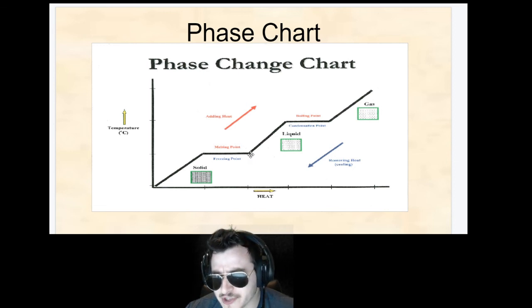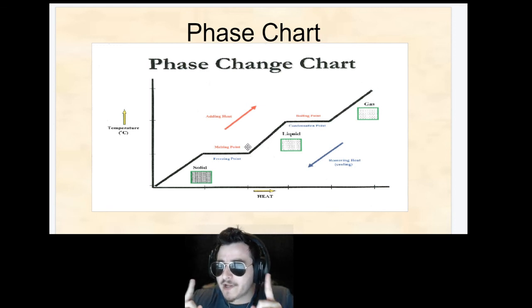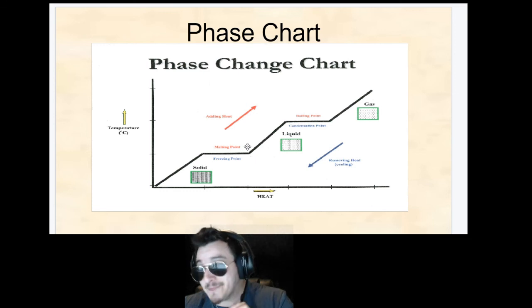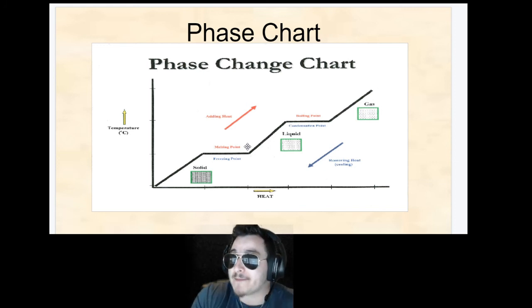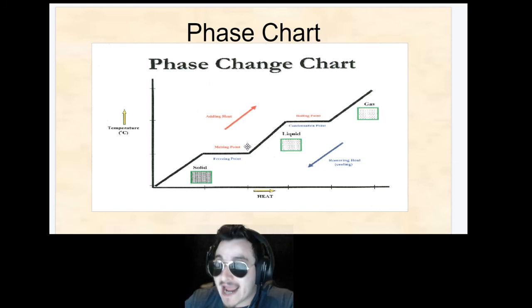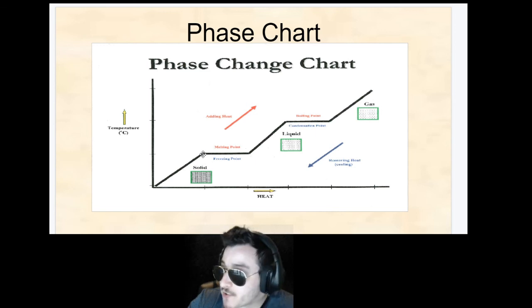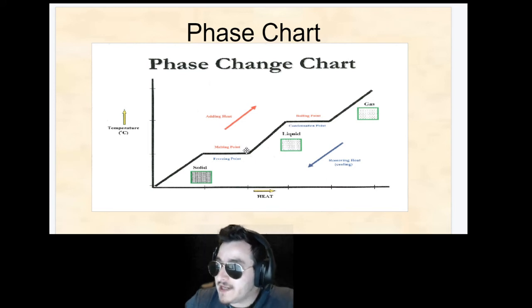Now, why is the temperature not going up? As I'm adding energy, where is it going? If the temperature is not going up, where is that energy going? Well, the answer is the kinetic energy is not changing in your molecules. That energy is being absorbed in order to convert your substance from one state of matter to the next. So if I am right here on this graph and I'm adding energy, what is happening is my molecules are being converted from solid to liquid.